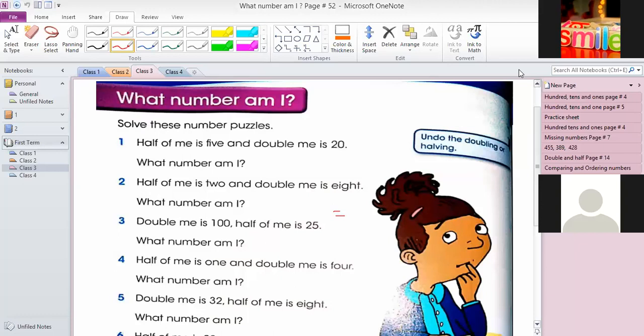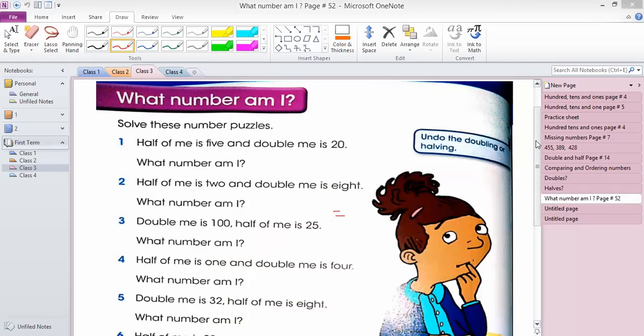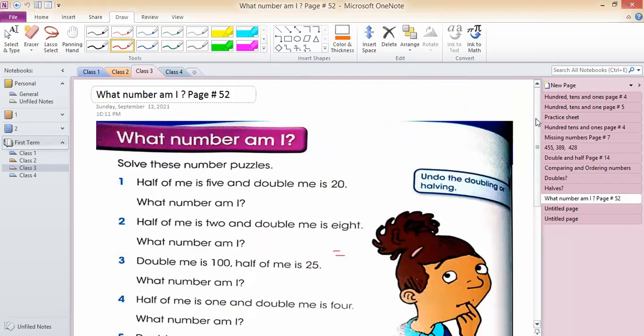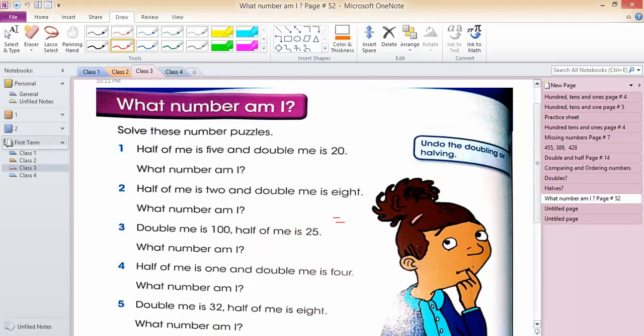And we were studying the topic. We started the topic, what number am I, in the last class, which is on page number 52. So what we are going to do today, we will revise the previous concepts, whatever we studied in the last class. And then we will start from question number 4 and we will complete other questions of this topic.